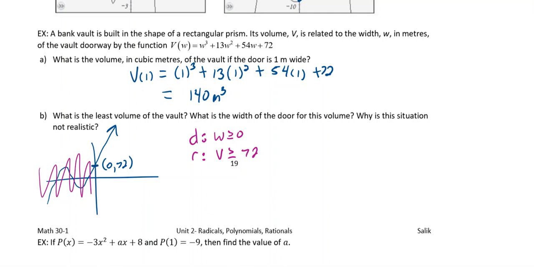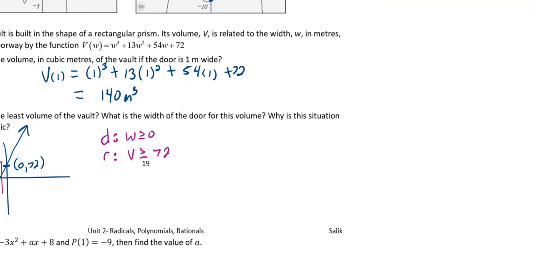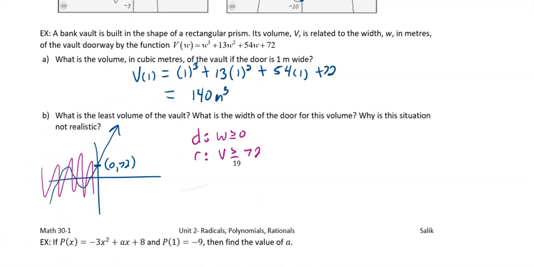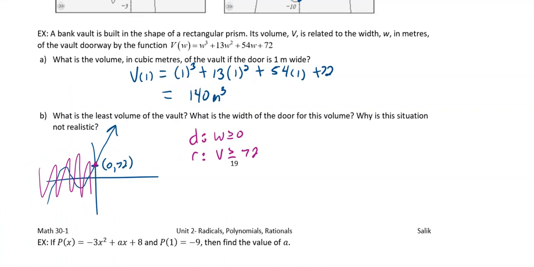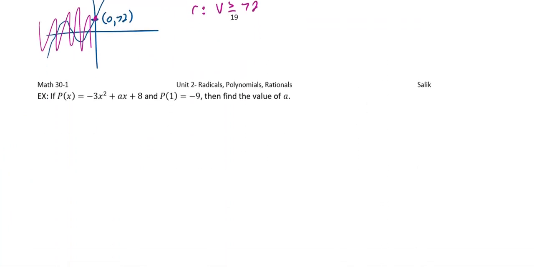Okay, and then why doesn't this make sense? Yeah. I mean, you can't really have a vault without a door. You can't, right? Because this is saying that it would start at 72, but that would mean that the door actually had no width at all, so that's not realistic. You can't even get into that thing. Yeah, okay. Okay, last question.